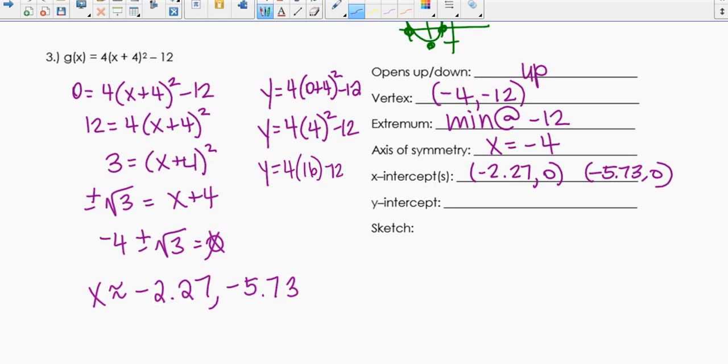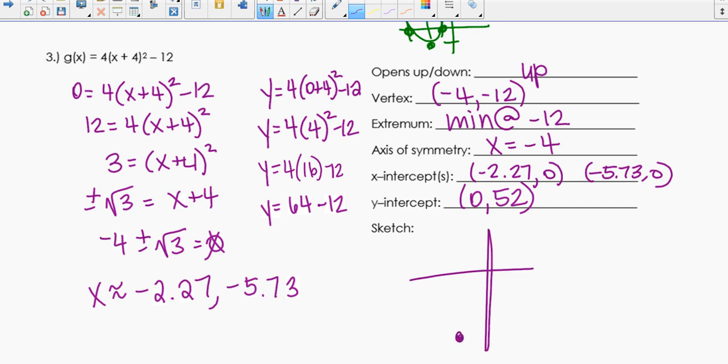4 times 16 is 64. 64 minus 12 is 52, so your y-intercept is at 0, 52. All right. Double check it. Your vertex is down at -4, -12. Our x-intercepts are at -2.27-ish, -5.73, which is good. And we're way up there at 52.